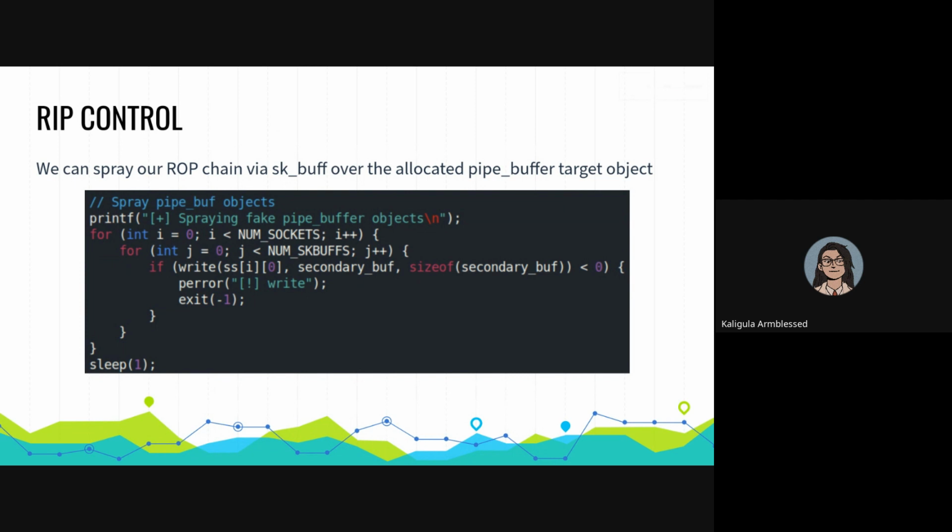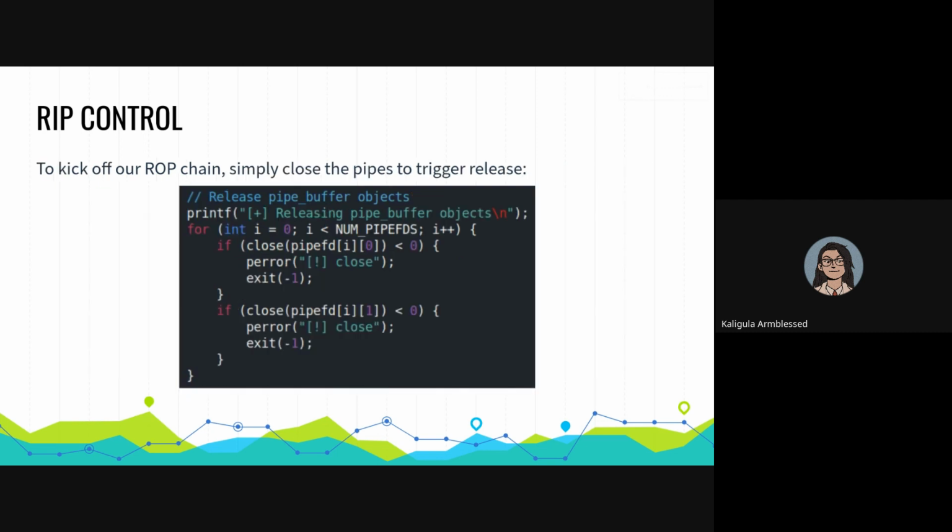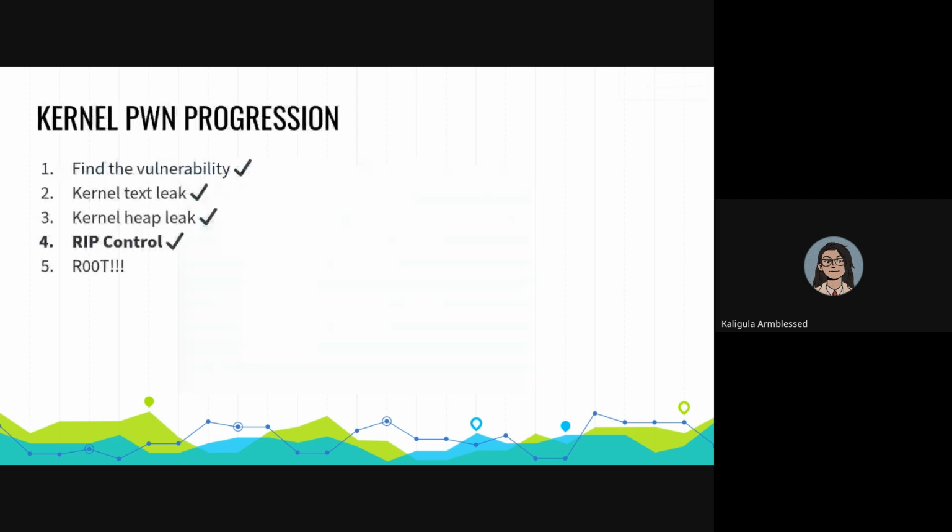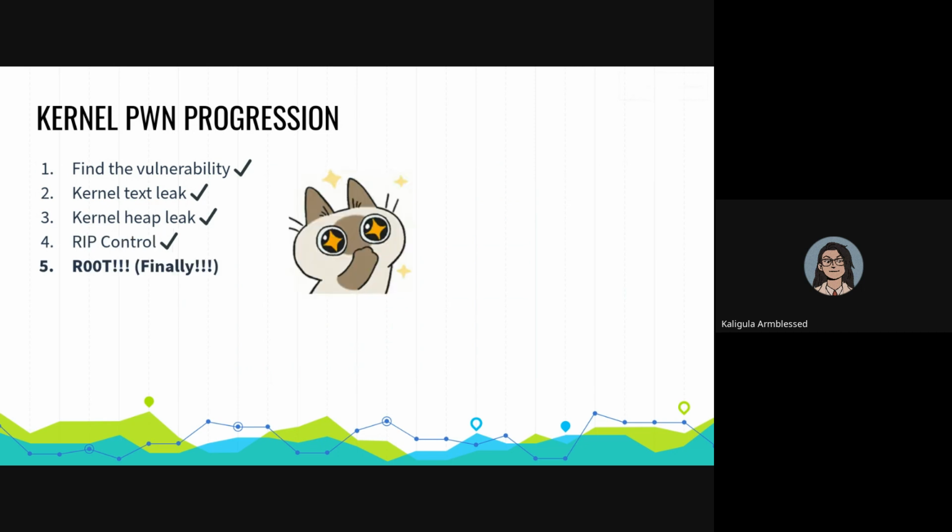So how are we going to control RIP? We are first going to spray something over the freed pipe buffer object. So what I am going to do is spray a fake pipe buffer object. But in this case, I'm going to override pipe_buf_ops, which will point to something that has a fake pipe_buf_release. And the release will be basically the gadget kicking off our ROP chain. And it's very easy to trigger the RIP control because all we need to do is close all the pipes and that will trigger release. So basically, that is our RIP control, but we need to discuss how to get root.